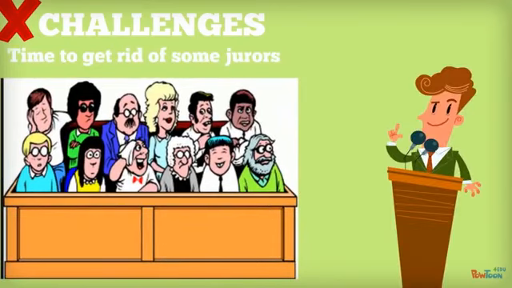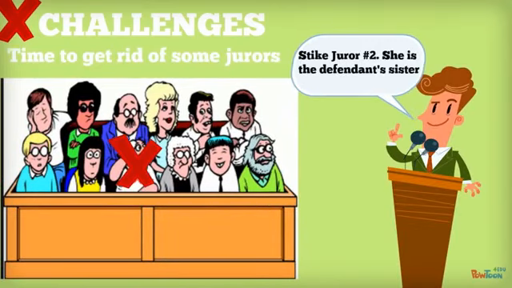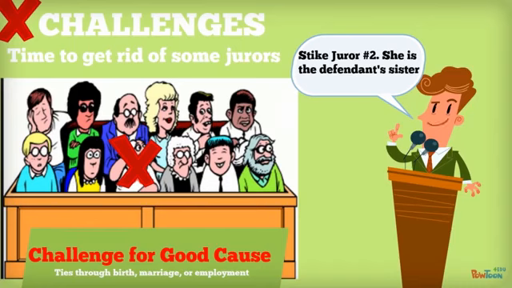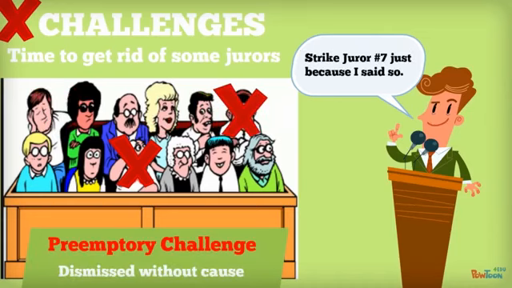Then they have a chance to make some challenges, and that's to get rid of some jurors. For instance, strike juror number 2, she's the defendant's sister. That's called a challenge for good cause. Any ties through birth, marriage, or employment. Or strike juror number 7 just because I said so. A peremptory challenge dismisses a juror without any reason.